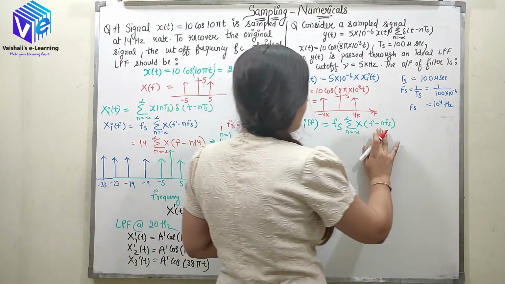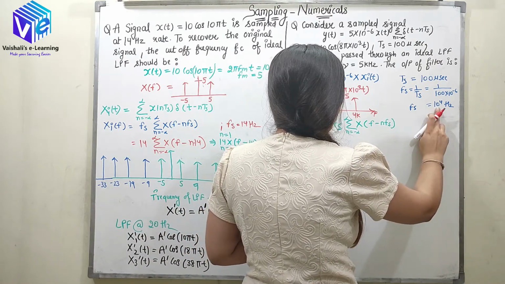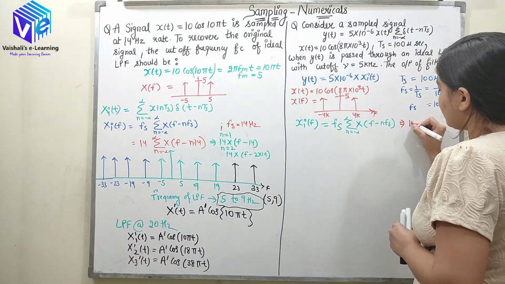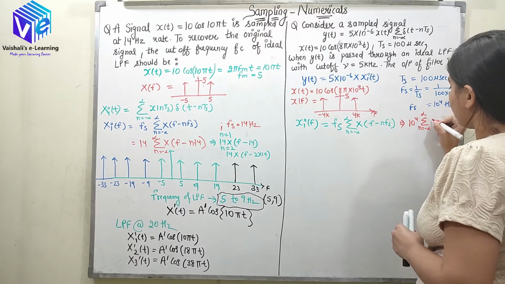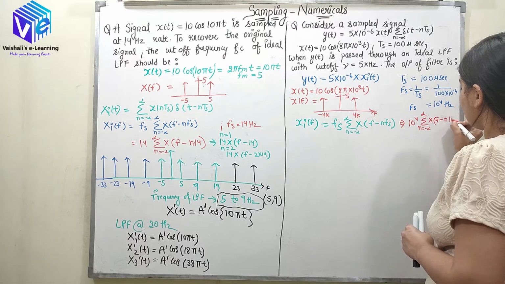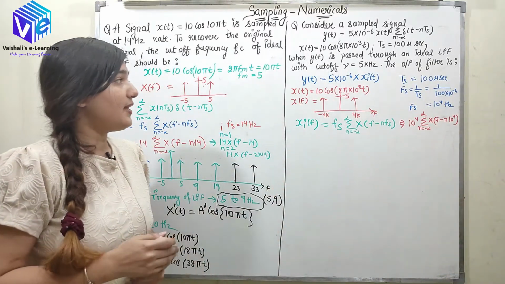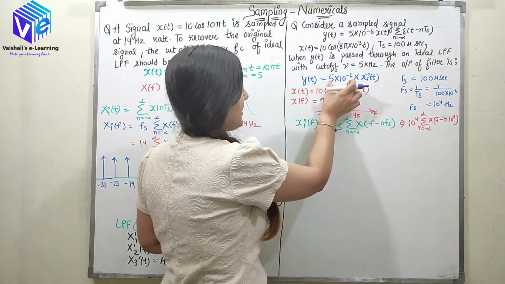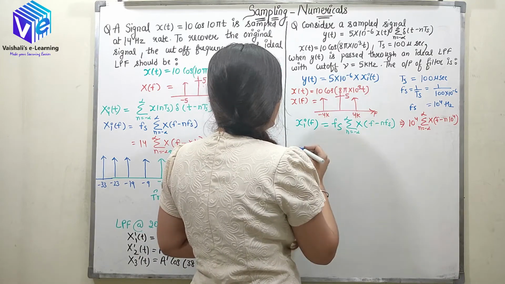So now I have to shift it by n into fs, where fs is 10 raised to power 4. So putting the value of fs, 10 raised to power 4 summation n is equal to minus infinity to infinity X(f minus n into 10 raised to power 4). This is my Xs(f). Now what would be Y(f)? I'll just multiply Xs(f) by 5 into 10 raised to power minus 6.